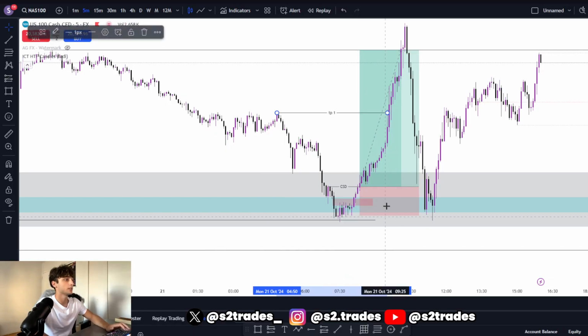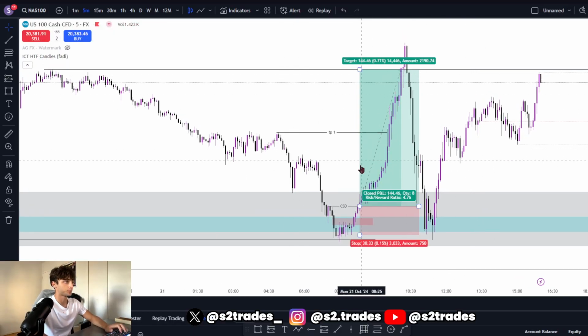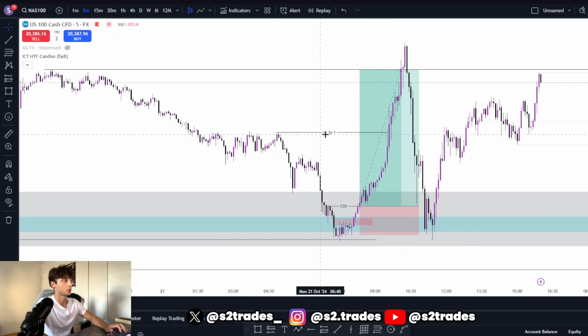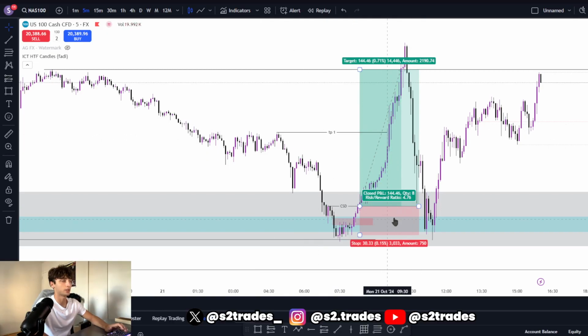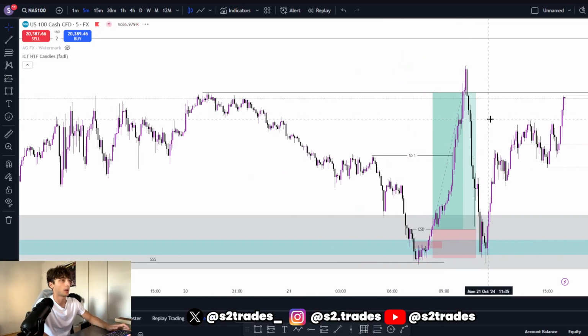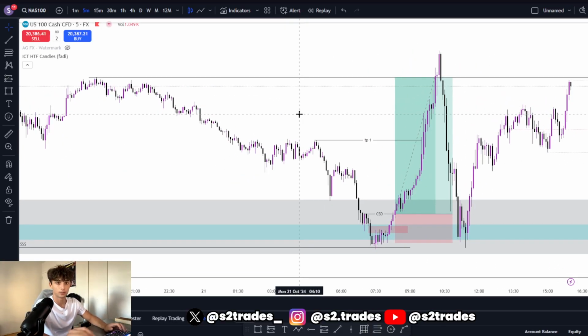The reason why I did this is just because if it just swept this and then continued going down and stopped me out, I would break even. I have my wins, and I'm up for the day. It's just risk management. That's what separates gambling from trading.